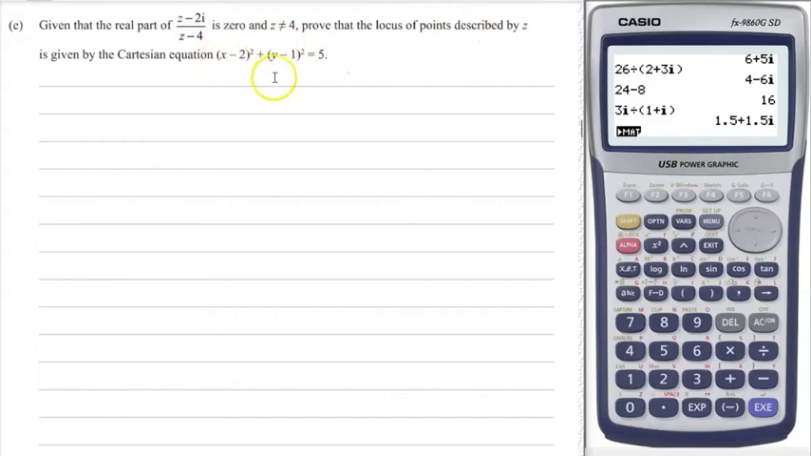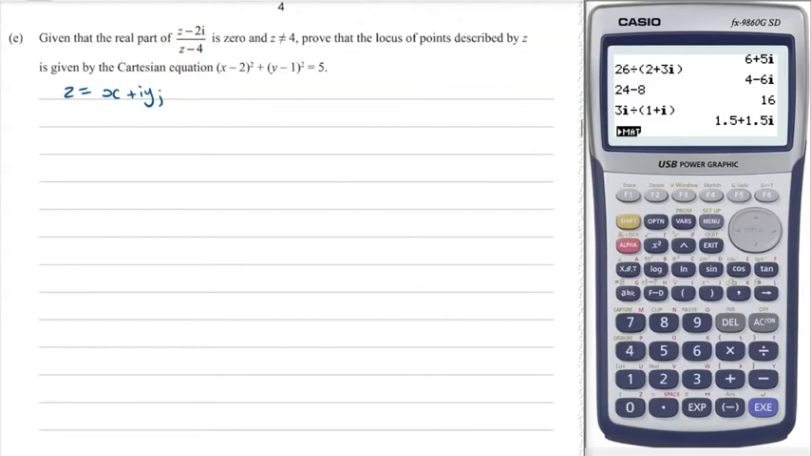So the clue here is it's given you x and y's in this. So we want to turn this into that equation. Now this is called a Cartesian equation because it has the x's and y's in it. So what we first need to do is change the z's into the equivalent x's and y's that show the real and imaginary parts. So we've got that z is equal to x plus iy. So if we put that into this here, like so, we're going to carry on from there.